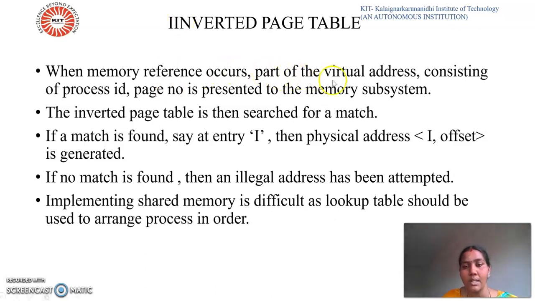When a memory reference occurs, the part of the virtual address that consists of your process ID, process P1, along with the page number. The P1 process carries 5 page numbers. Your page number 3 is your real page number. That information is presented over here. The inverted page table is then searched for a match. Now the inverted page table searches for a match. It gets the match and then it returns the physical address. If there is no match, then it displays that an illegal address has been attempted. So if you get any match, then it will be looked up in the lookup table and it should be arranged in accordance order.